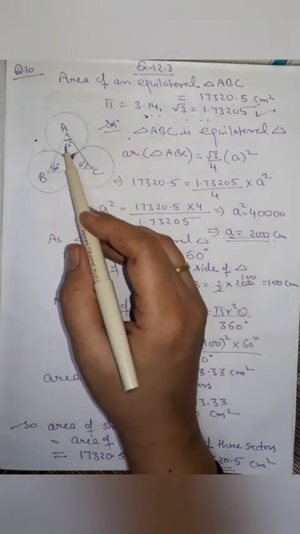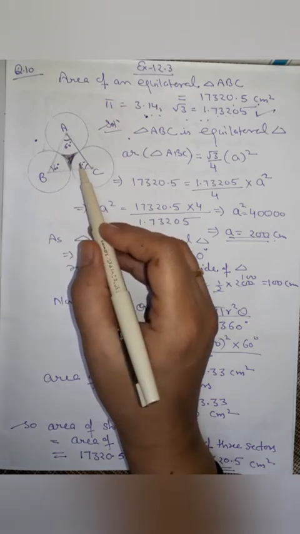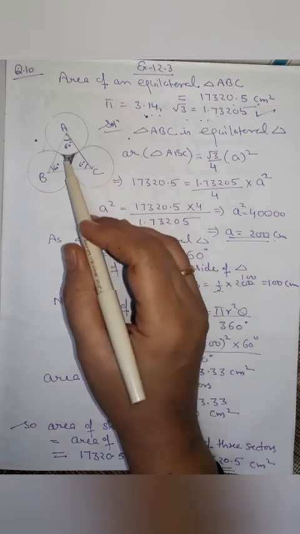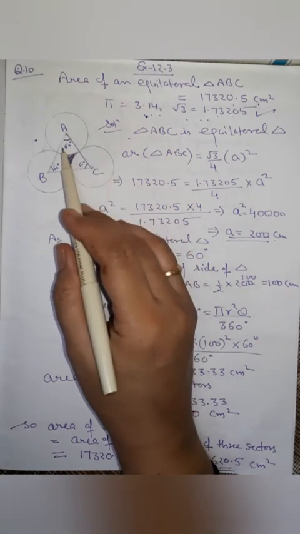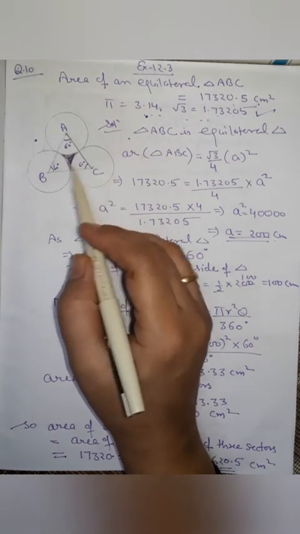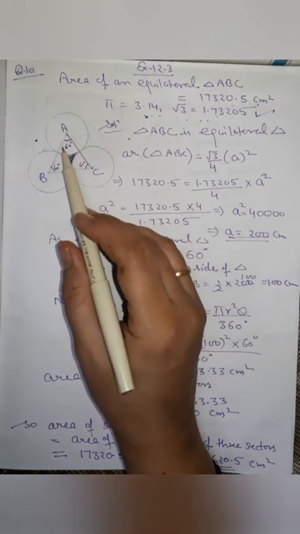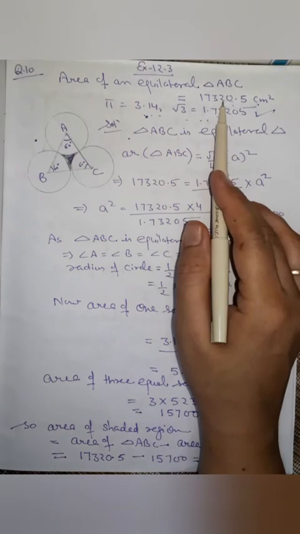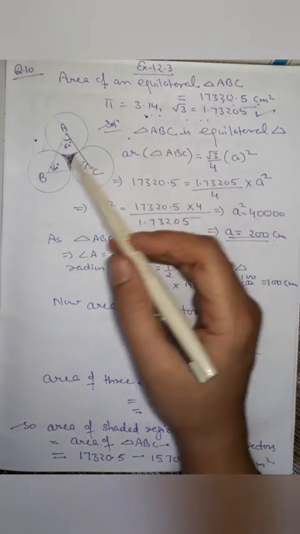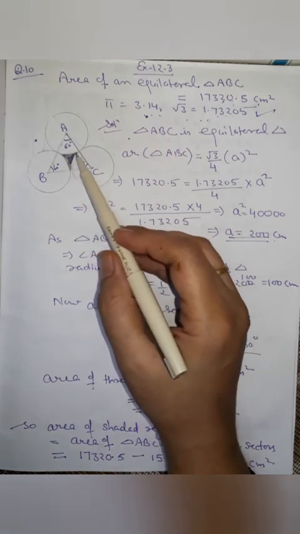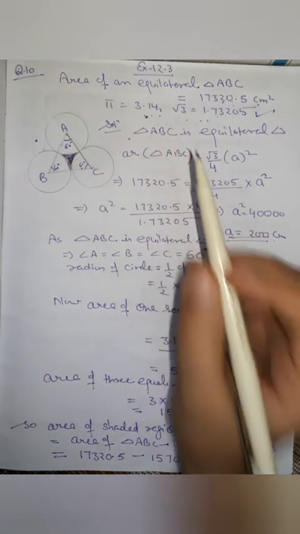We will find the area of one sector. Whatever area comes, multiply it by 3 so that we can get the area of 3 equal sectors. Then find the area of the equilateral triangle, which is already given in the question. From this, subtract the area of 3 equal sectors, so you can have the area of this shaded portion.